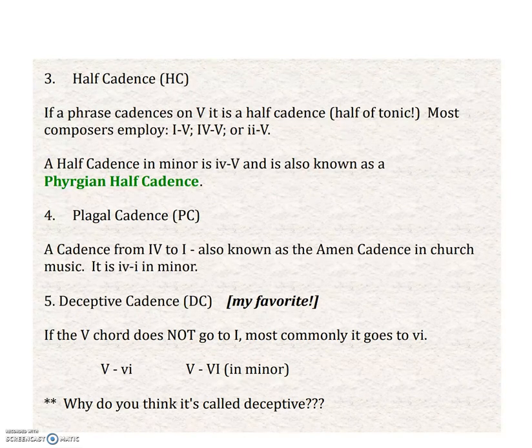The next cadence is called a half cadence, or HC. If a phrase cadences on 5, it's a half cadence, like half of tonic. You're halfway there. Most composers would go 1-5 or 4-5 or 2-5. A half cadence in minor is called a Phrygian half cadence. This comes up on the AP from time to time. The only difference between a half cadence and a Phrygian half cadence is that the Phrygian half cadence happens in minor. So let me play you a half cadence.